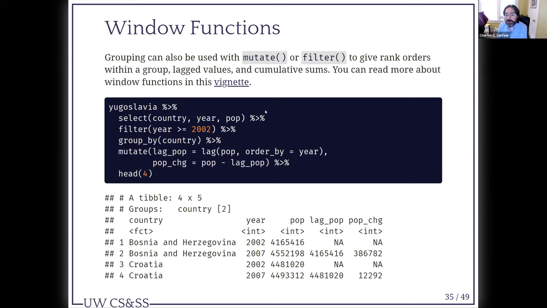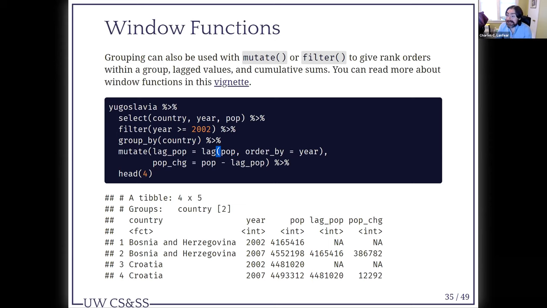Maybe what I want to do is calculate population change year to year in these data. I say, take the Yugoslavia data and then select country, year, and population, filter only to the year 2002 and higher. So there's 2 years, 2002 and 2007. Group by country. So within each country, I'm going to create some variables. The lag of population is equal to lag population ordered by year.